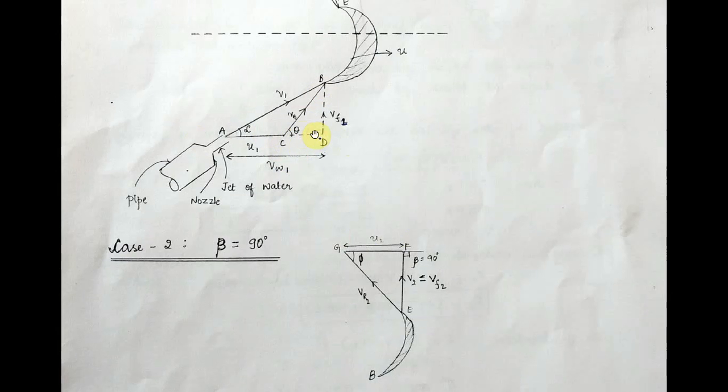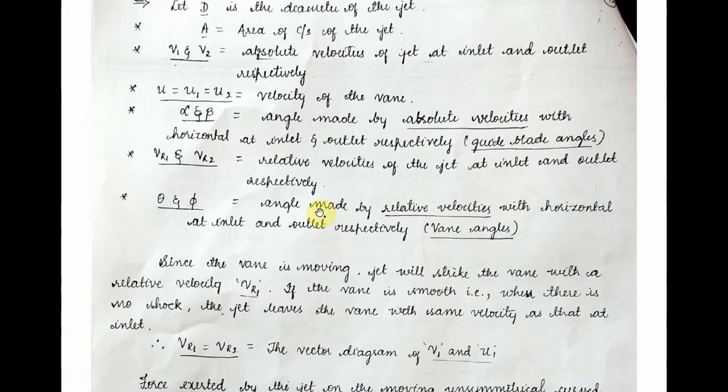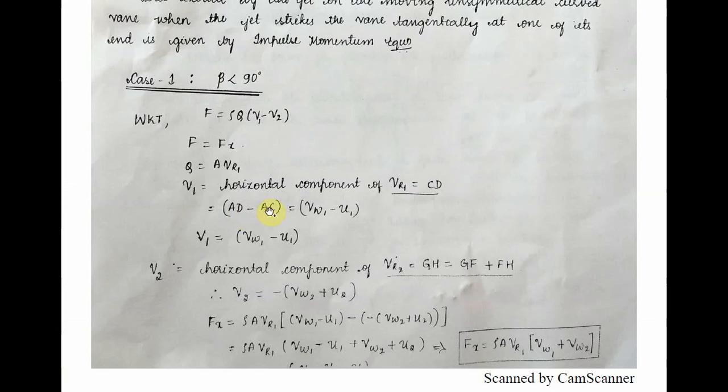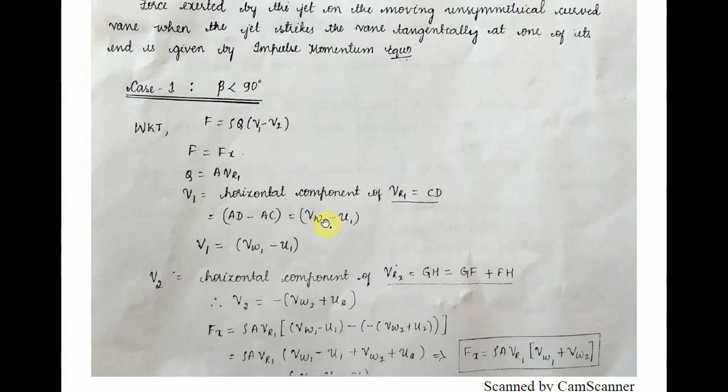Okay, and this is the diagram: this line AD, this is AC, and this is CD. Therefore AD minus AC is equal to AD minus F, where AD is VW1 minus U1. Therefore, U1 equal to VW1 into U1.